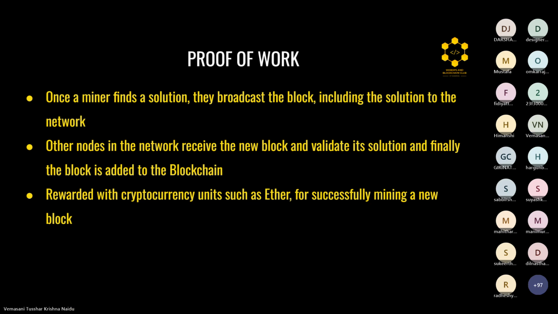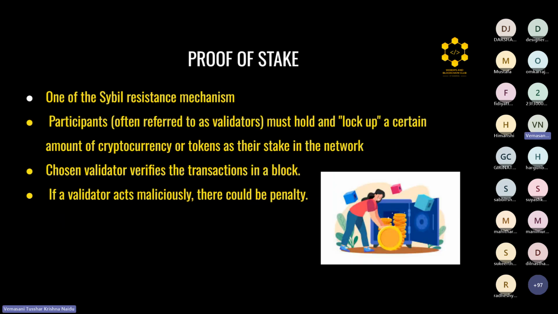And as this is very environmentally risky, we moved on to the next Sybil resistance mechanism, which is proof of stake, where nodes lock up a certain amount of cryptocurrency or tokens as their stake in the network. If a node tries to act maliciously, he will be slashed of his cryptocurrency, of his wealth. He will be punished for it. Some amount of cryptocurrency is taken from his stake.